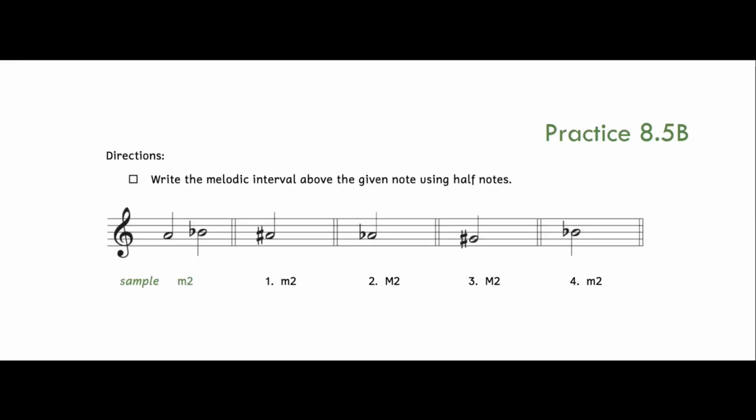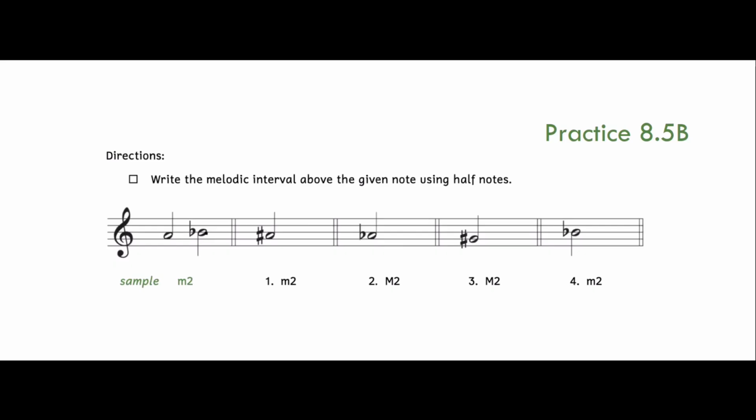Directions. Write the melodic interval above the given note using half notes. Alright, so if you look at the sample here, we're going to use the shortcut. So rather than thinking of the key of A major and then lowering this to be a minor second, we're going to associate the minor second with a half step, a diatonic half step, and the major second with a diatonic whole step. So here we have A to B flat, which is a half step.